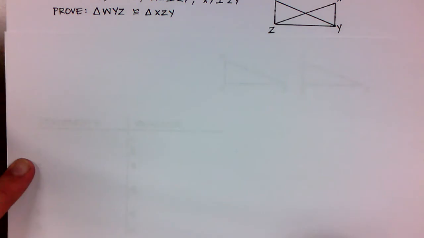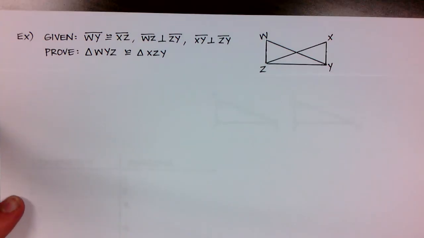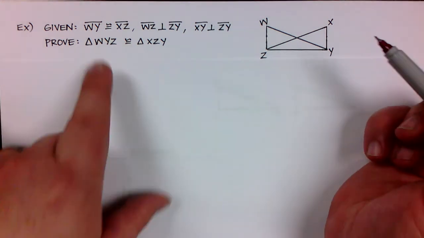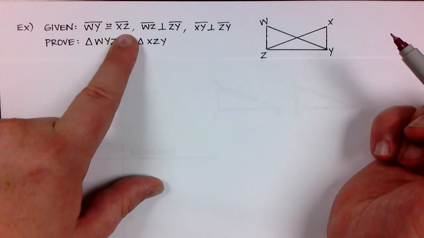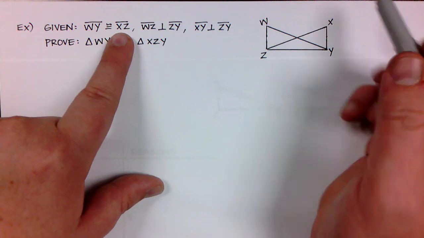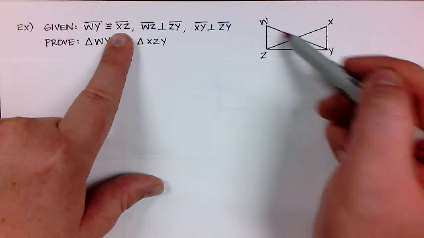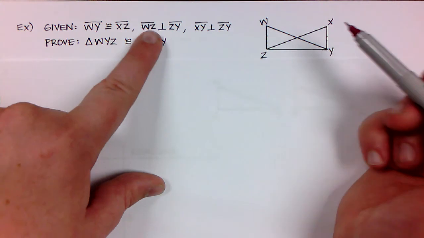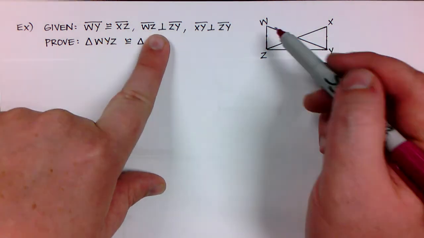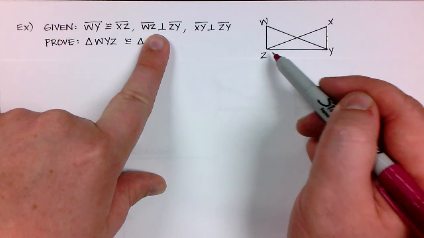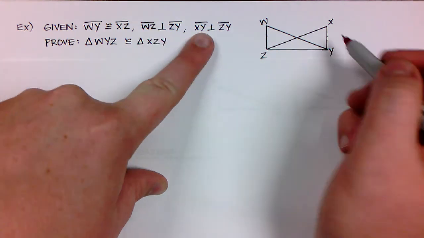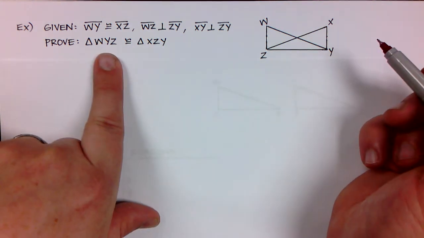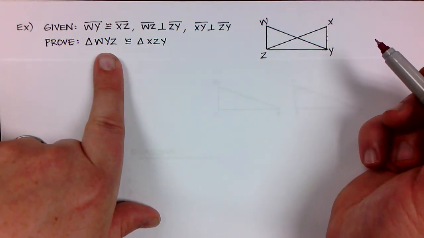In this example, I am given a picture like so. And I'm told that WY is congruent to XZ. So WY, this long side, is congruent to XZ. I'm also told that WZ, this side right here, is perpendicular to ZY, and that XY is perpendicular to ZY as well. And I want to prove that these two triangles are congruent to one another.